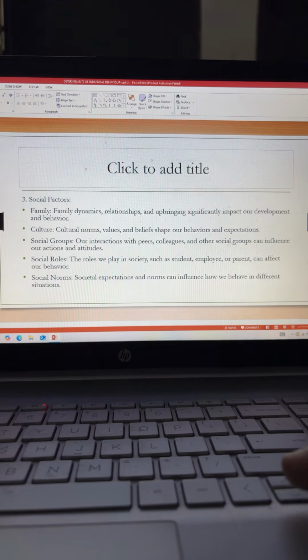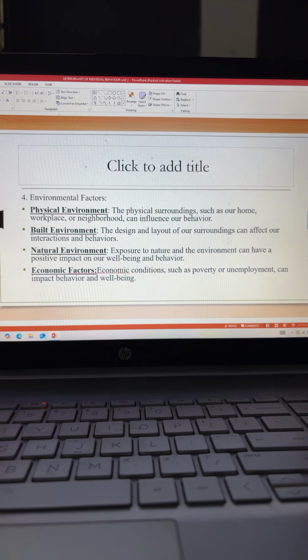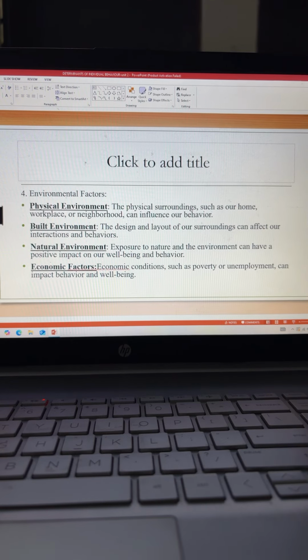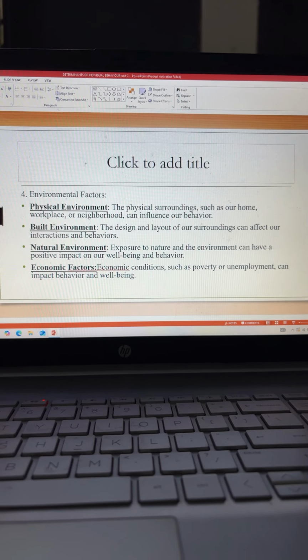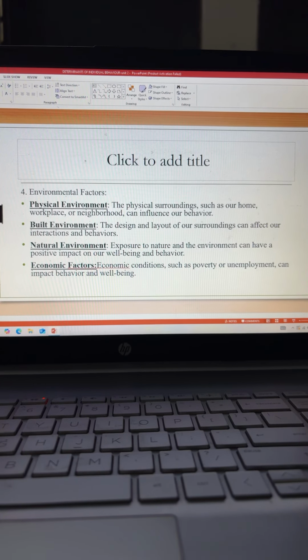Then there is the final factor, that is the environmental factor, which includes the physical environment, the built environment, that is the environment I have created myself, the natural environment, and the economy.